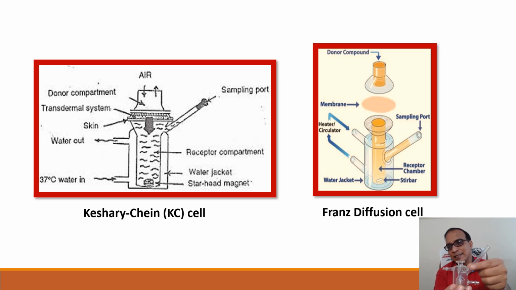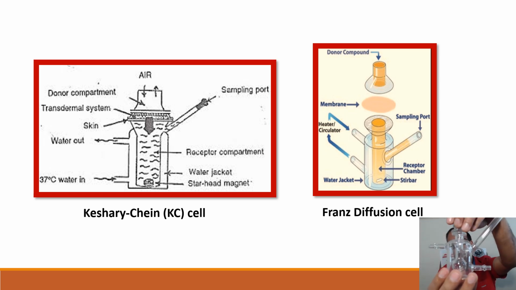You can see that this is the sampling port. The outer jacket is there, with the water inlet and the water outlet. I will focus the camera so you can see that inside there is the receptor compartment, where the receptor media is. Above it you will put a membrane here, and above the membrane the donor compartment comes. This is the donor compartment.